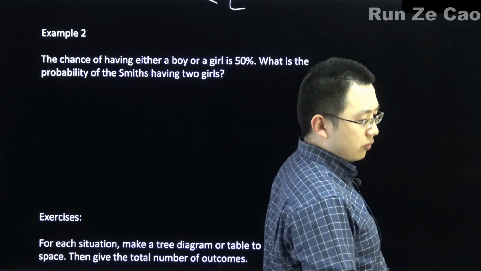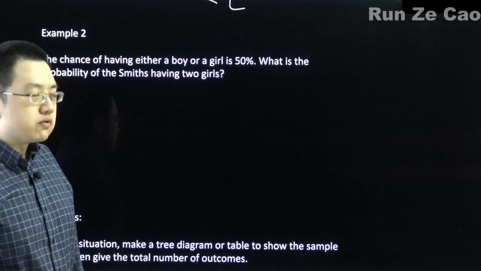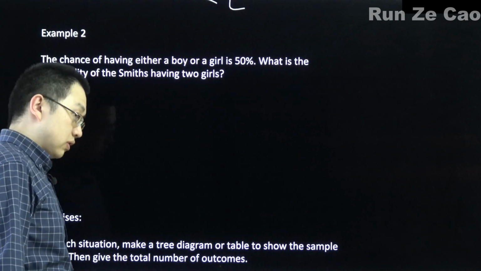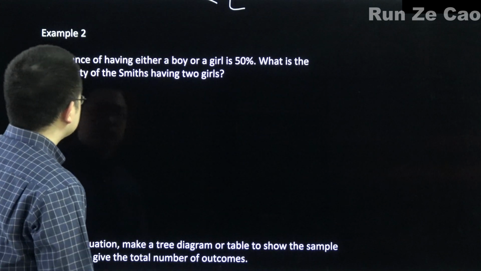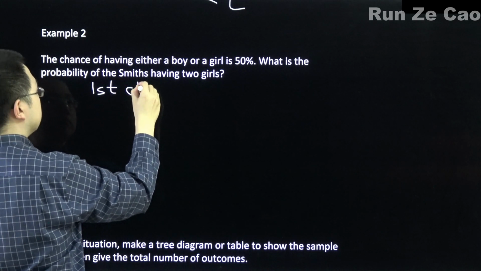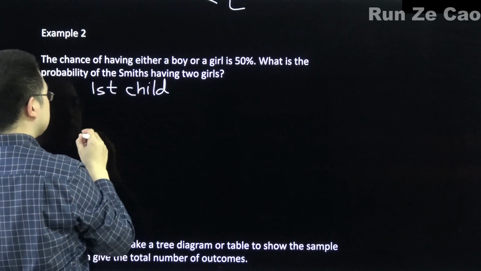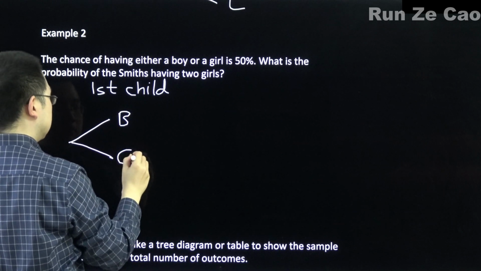Now, example 2. The chance of having either a boy or a girl is 50% in theory. In reality, this is not true. What is the probability of the Smiths having 2 girls? Well, first child is boy or a girl.